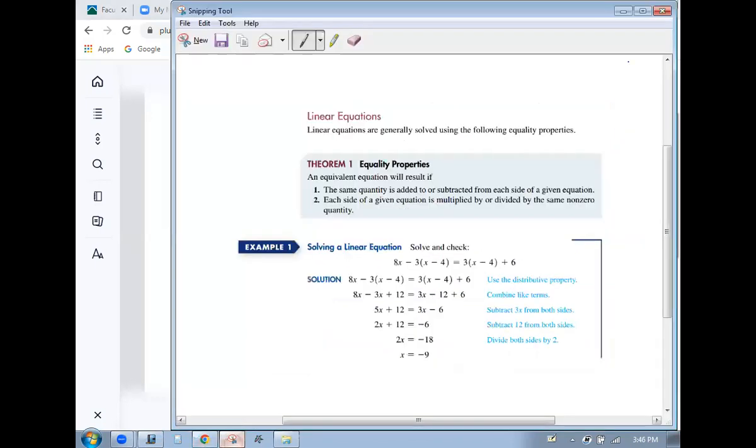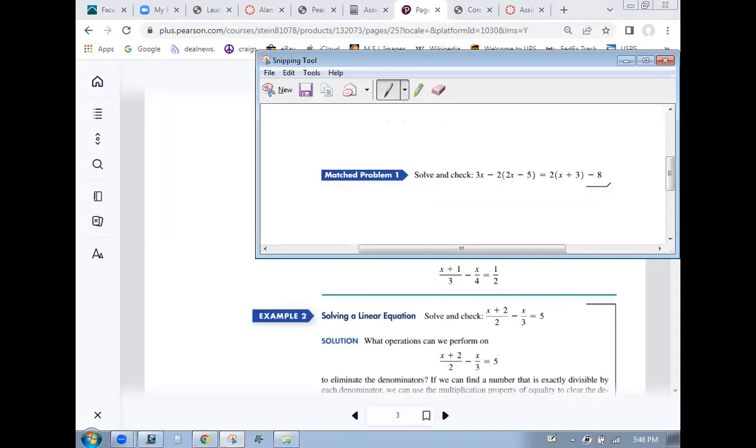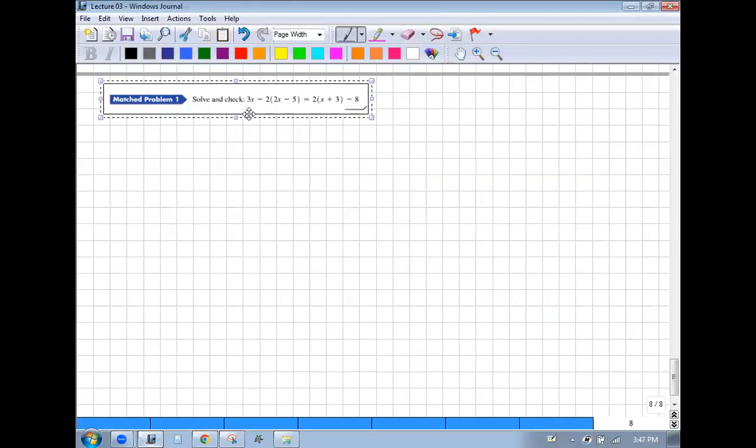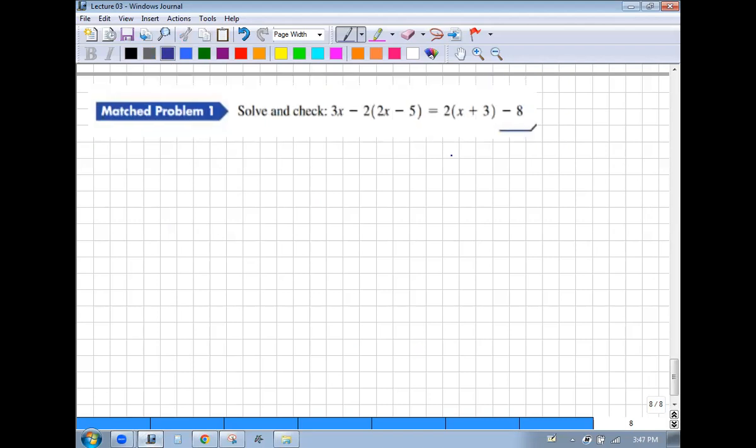Right, here's a matched problem. Check it out. Right, so we got a bunch of parentheses and stuff again. No problem. Let's get rid of the parentheses because they're just in the way. We have a 3x here. We need to distribute this dude across. So a minus 2 times 2x is a minus 4x. And the minus 2 times the minus 5 gives us a positive 10.